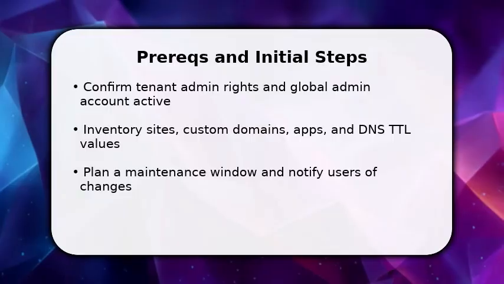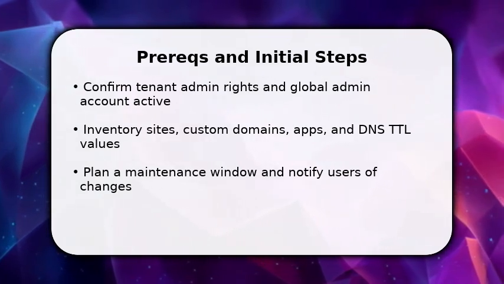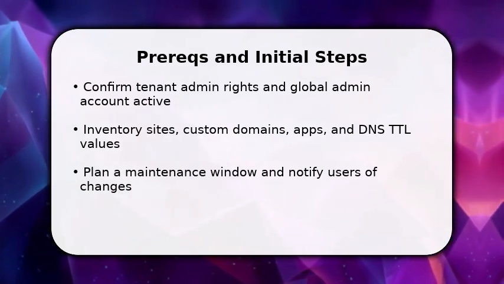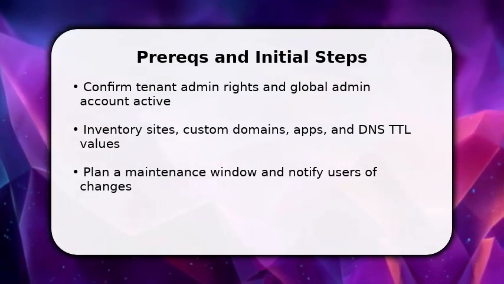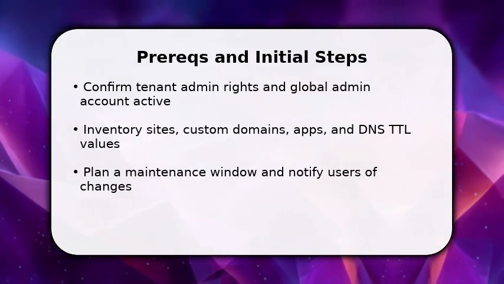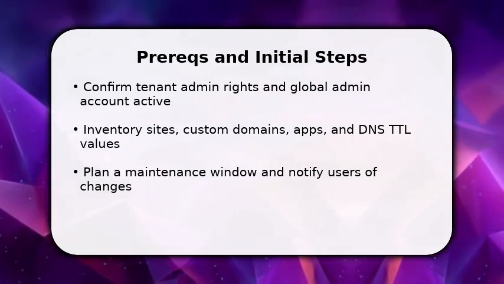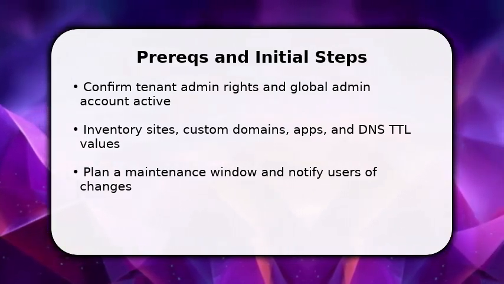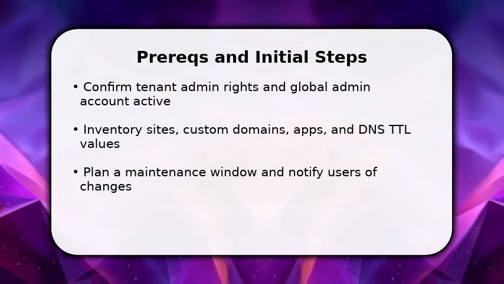Please enjoy the video. You start by confirming you have global admin rights and the tenant owner account. Once confirmed, inventory every site, custom app, and domain entry that references the current SharePoint domain so you know what to change. Make sure DNS/TTL values are tracked and set a maintenance window. This minimizes propagation surprises. Now sign into the Microsoft 365 Admin Center and Azure AD to verify domain verification status and ownership before moving to domain unlinking steps.